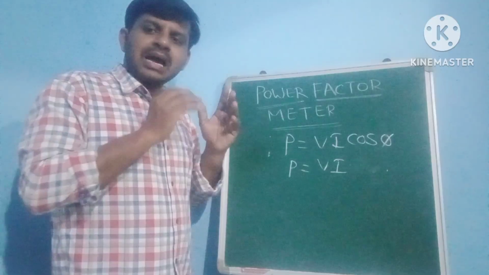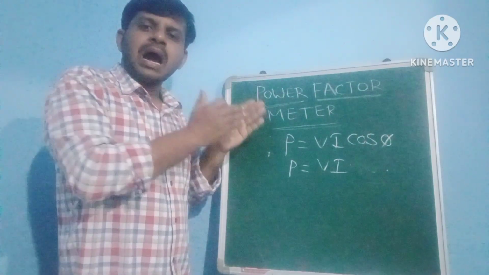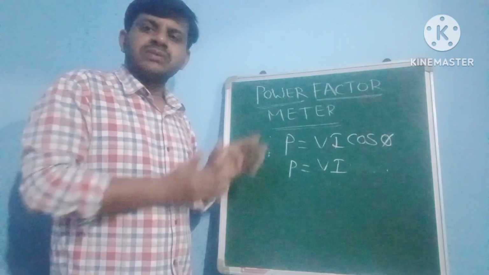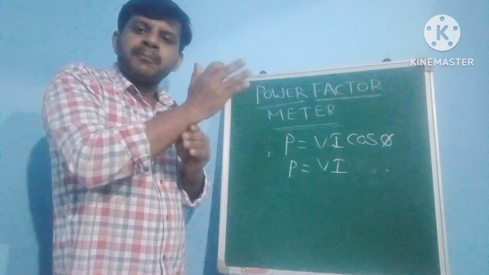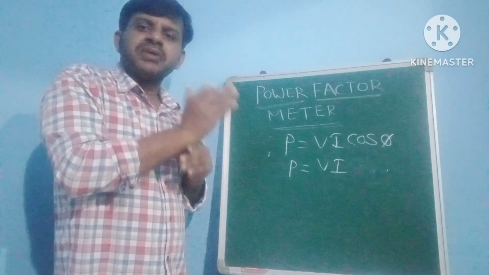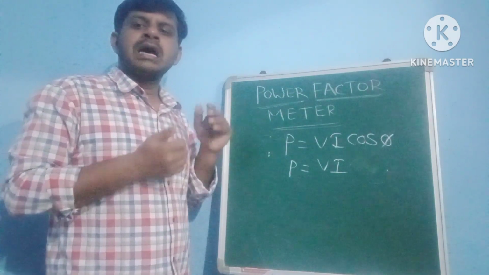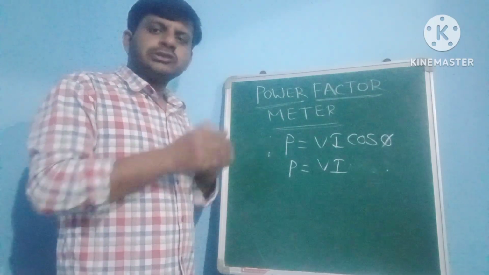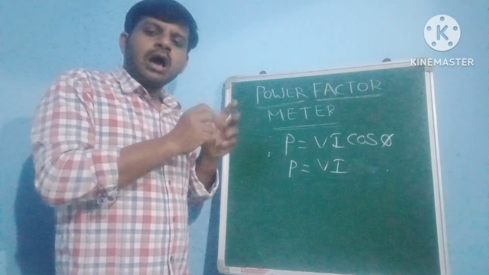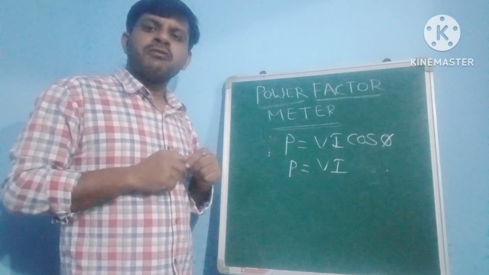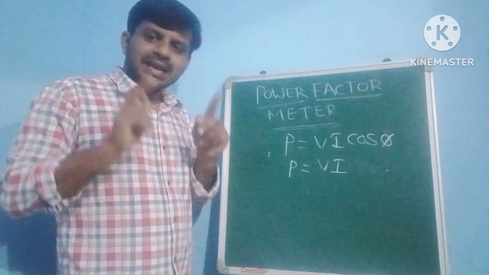Coming to the construction point of view, the total construction is very similar to the ordinary dynamometer type wattmeter, and in the power factor meter only the angle of placing of the pointer is different. The consumer as well as the power management system always try to maintain unity power factor in transmission lines, but that is not possible practically.